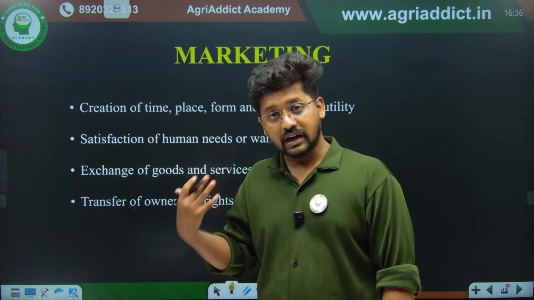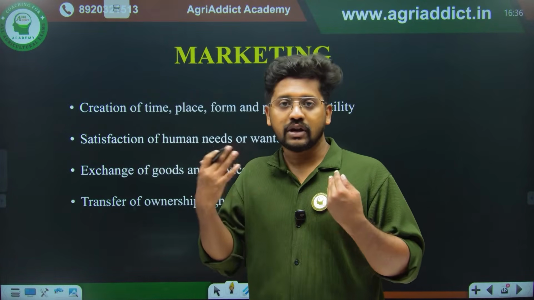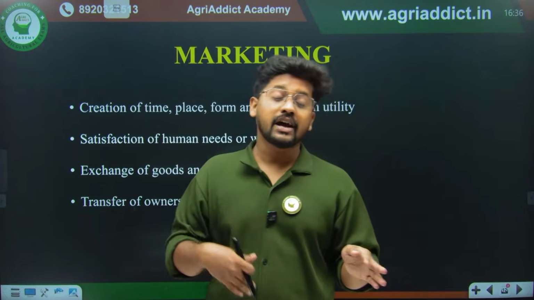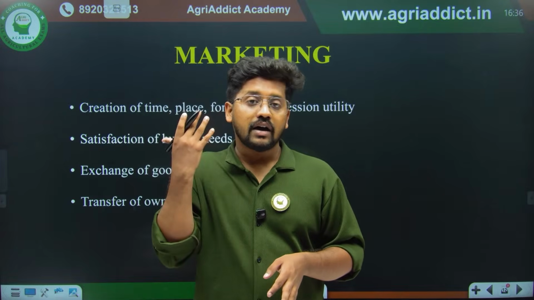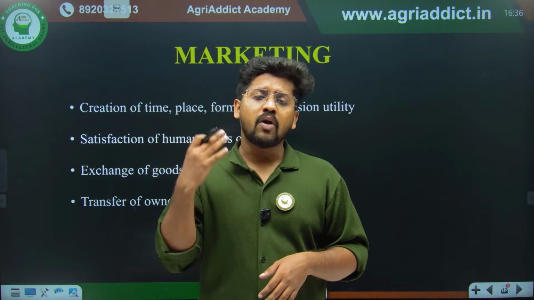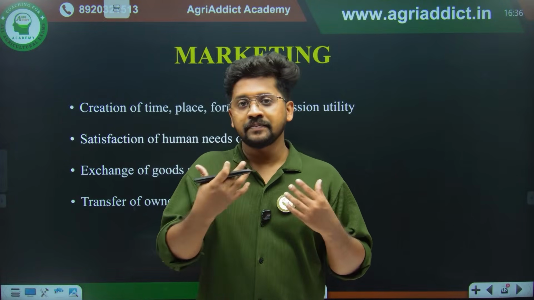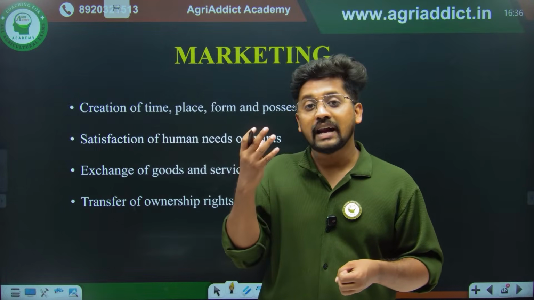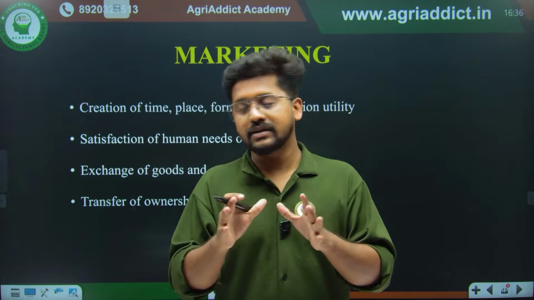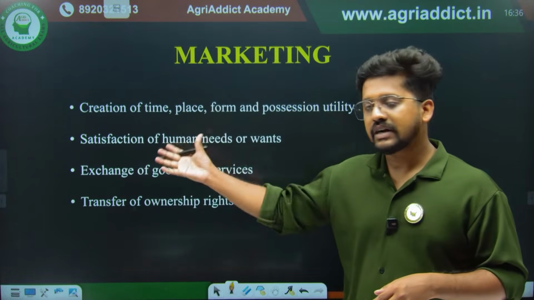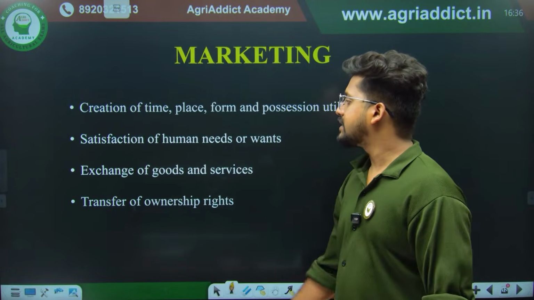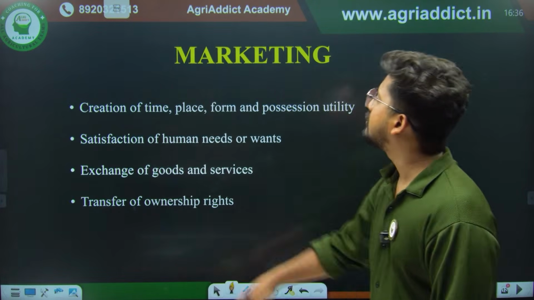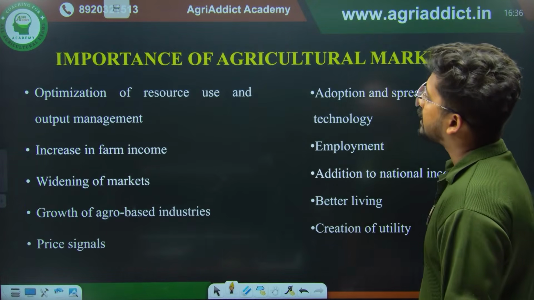From the consumer side, they are getting whatever they require to sustain. They are happy, they are satisfied. From the producer side, they were giving their efforts, their land, labor, capital, all these things, and they are getting their returns for the work they have given. They are also getting satisfaction when properly marketed and getting enough price. They are also satisfied. So everyone is getting what they require. Then exchange of goods and services is happening in the economy, and transfer of ownership rights. Everything will be happening in the case of marketing.